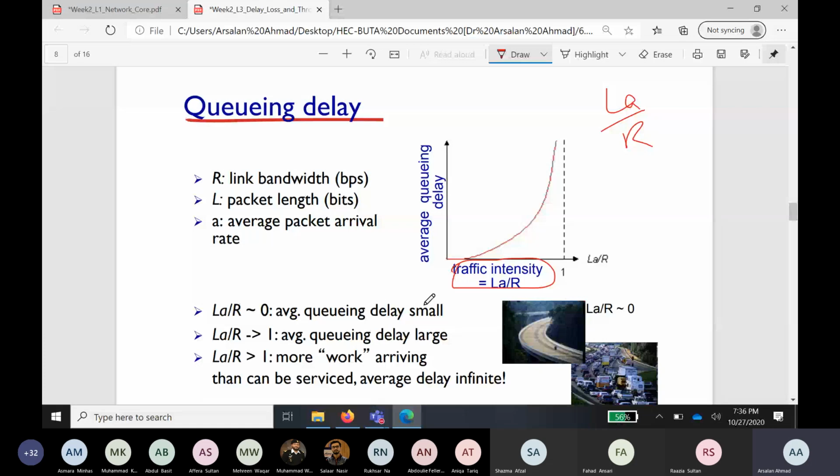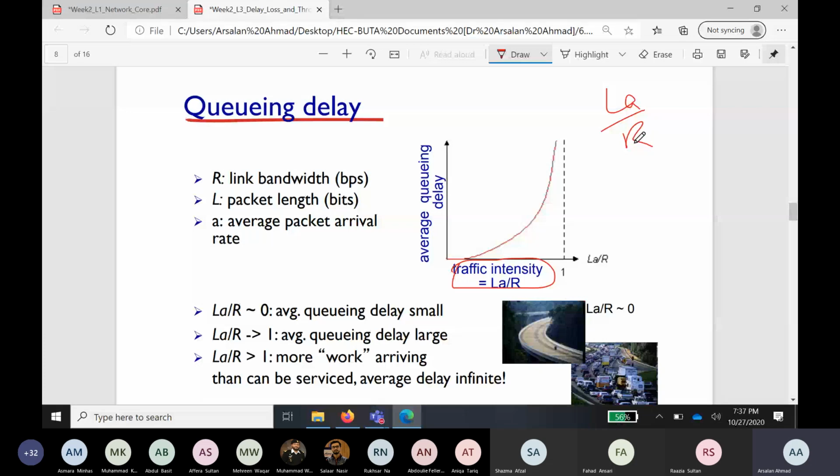Its value is usually hovering around 0 to 1, just like probability. But it's not probability, though the value usually goes from 0 to 1. Why does it go from 0 to 1? If you look carefully, the product of LA is actually the incoming rate. L is the length of the packet, A is the packets per second. So the product of LA is how many bits are coming per second. It's the ingress rate, and R is the outgoing rate. So LA by R means LA should always be smaller than or equal to R.